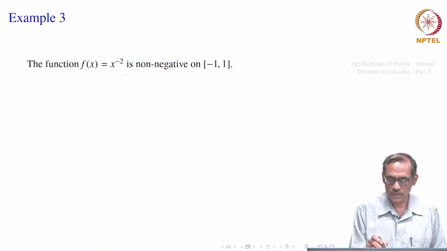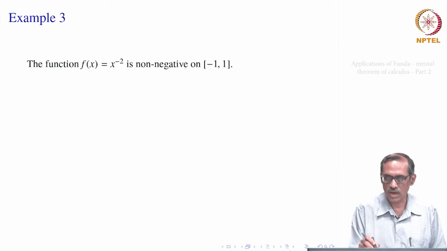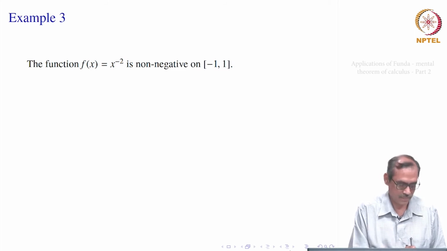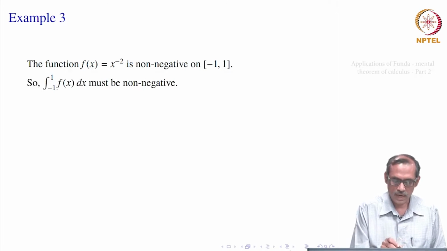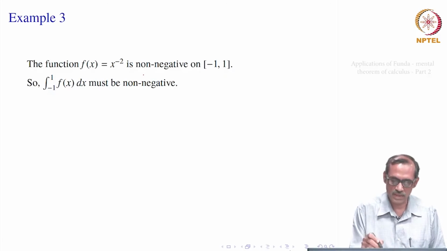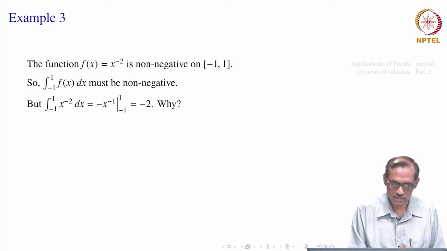Here we are not computing the area, but something else is asked. The function f of x equal to x to the power minus 2 is non-negative on minus 1 to 1. Okay. That is clear. And the integral from minus 1 to 1 of f x dx must be non-negative, because of this argument, we are thinking that if the integrand function is non-negative, then the integral also should be non-negative.